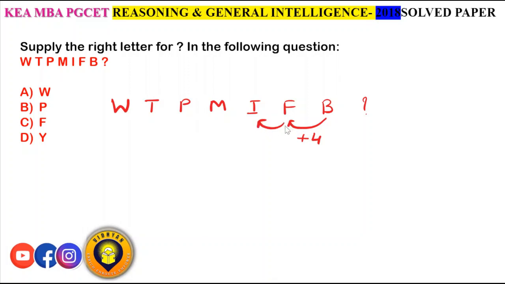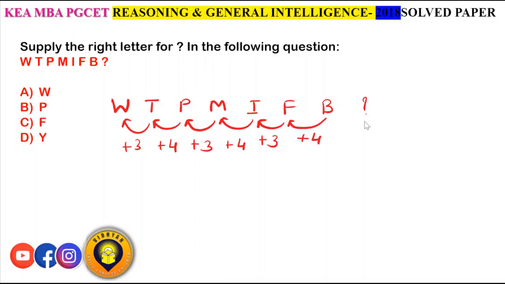F to I: G, H, I, that is plus 3. I to M: J, K, L, M, that is plus 4. M to P: N, O, P, which is plus 3. P to T: Q, R, S, T, which is plus 4. And T to W: U, V, W, that is plus 3. So this is in alternate way, that is plus 3, plus 4, plus 3, plus 4, but from right side to left side.